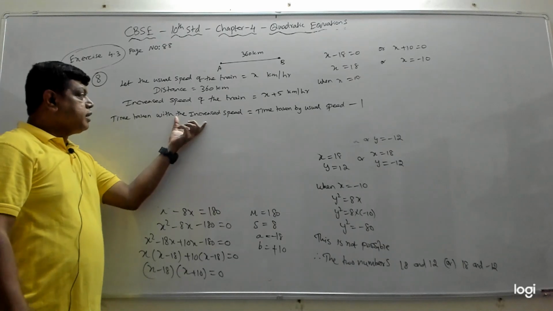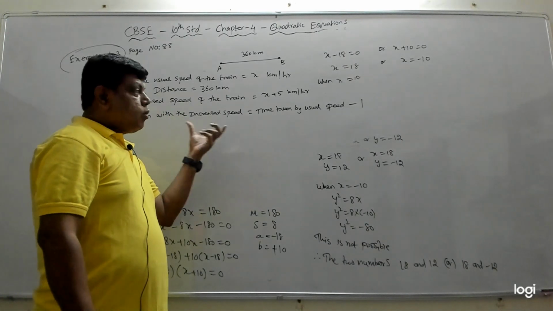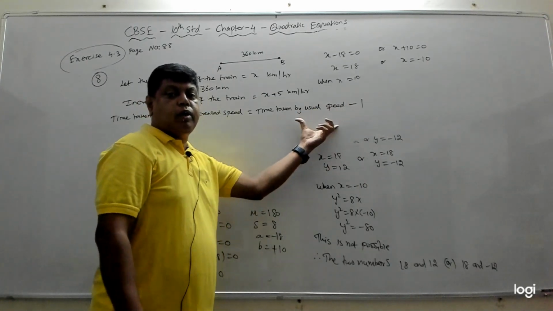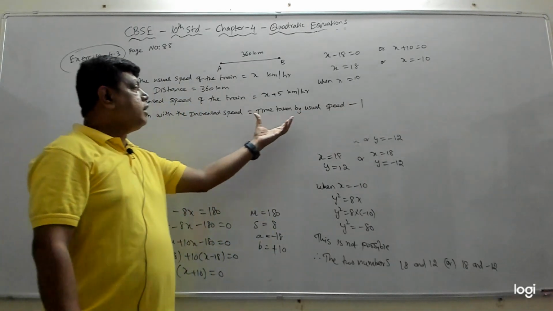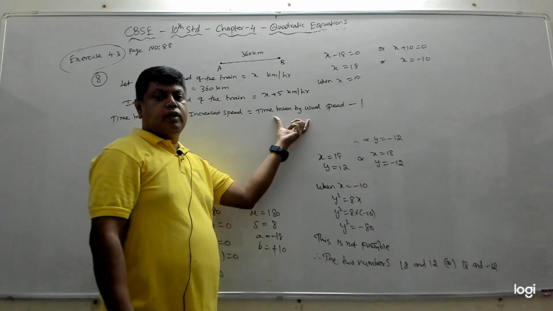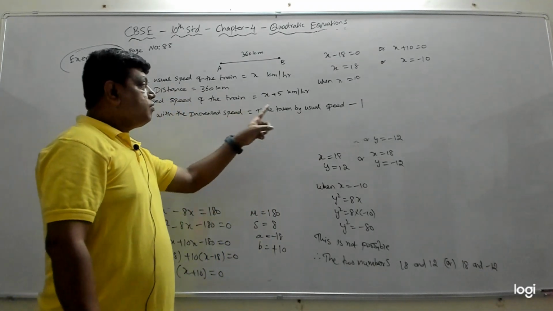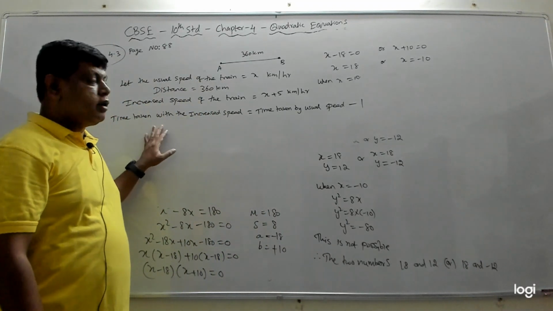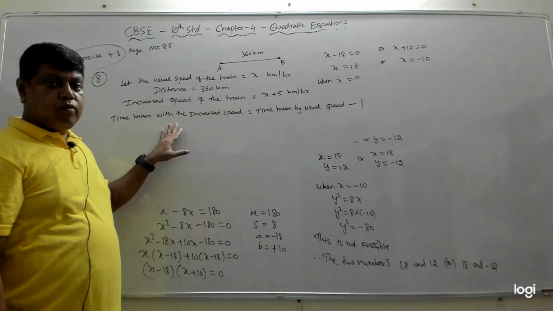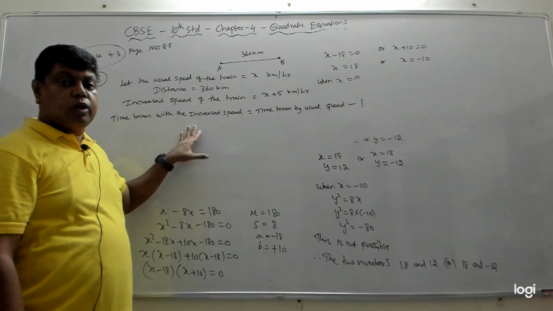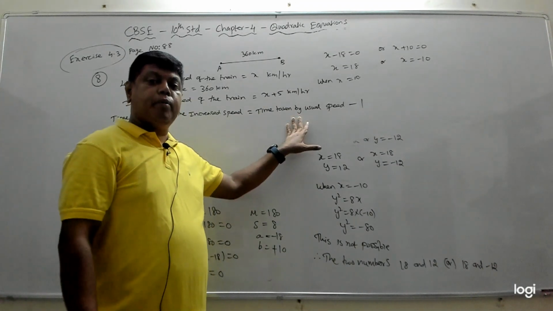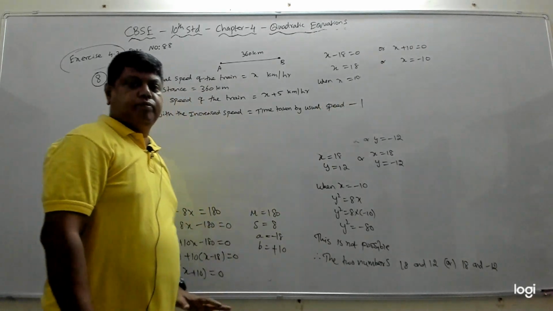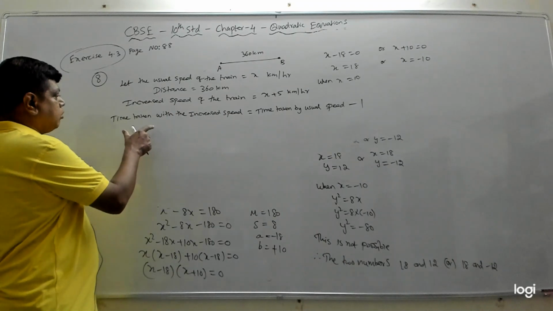So whatever the normal time it takes with the usual speed, minus 1, that will be the time taken with the increased speed. Normally if it is covering the distance in 5 hours, with the increased speed it will cover in 5 minus 1 hour, which is 4 hours. Right? What is the time taken if it goes with the increased speed? That will be the usual time minus 1, because it takes 1 hour less. Clear?